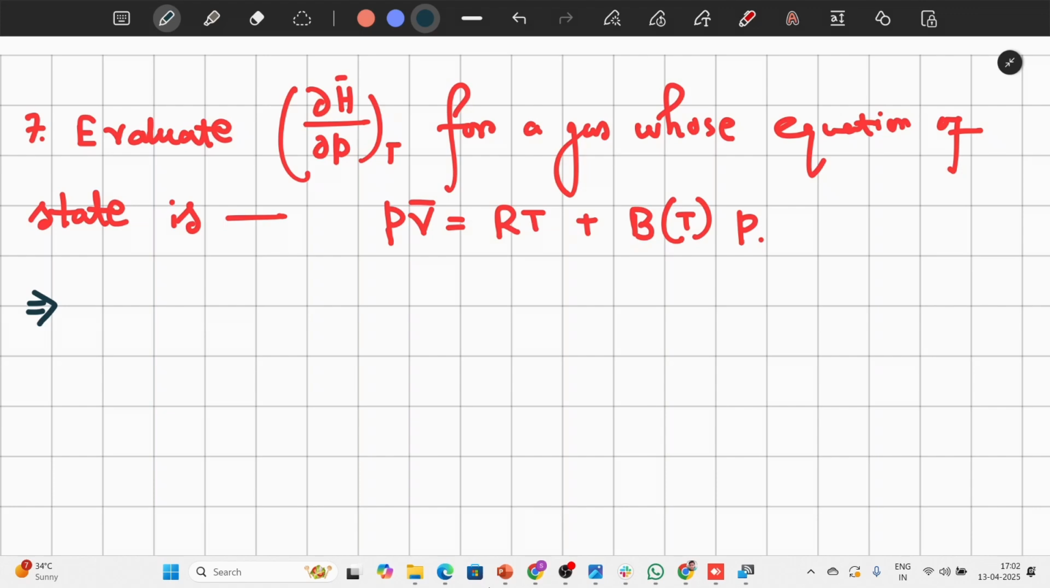Internal energy is independent of pressure. Which one? B. Internal energy is independent of pressure. Why do you have to consider that? That is not needed. I am getting BT. What is the answer? BT. Okay, let us check.